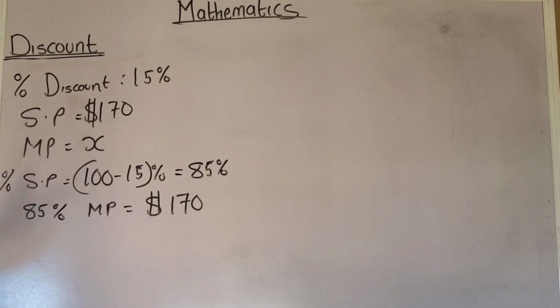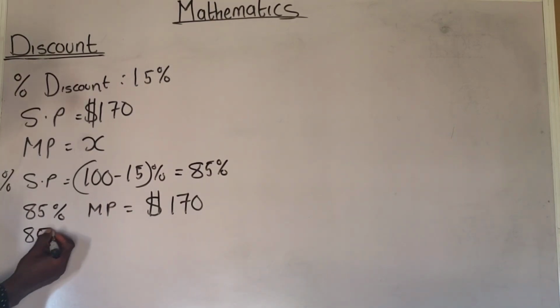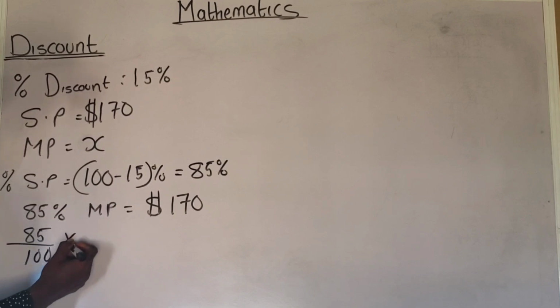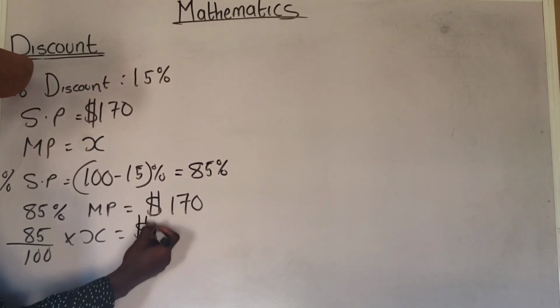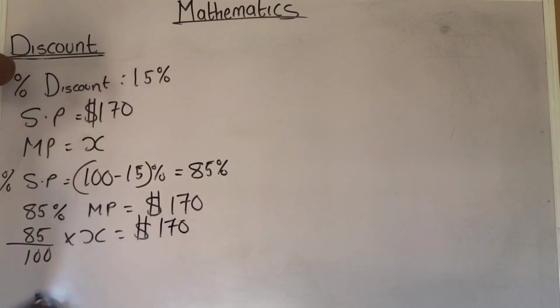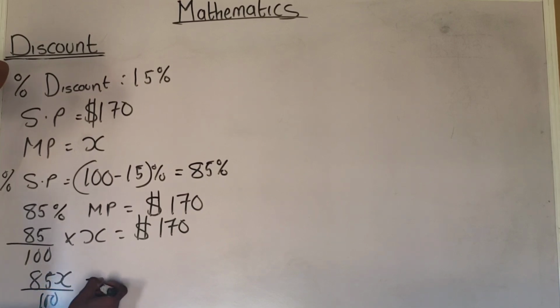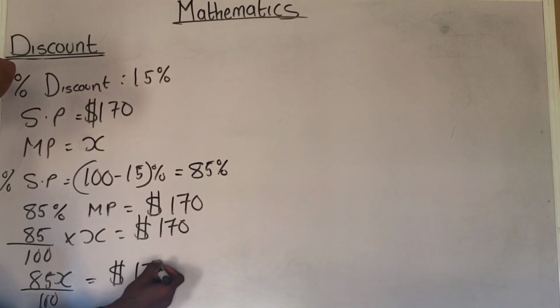The marked price is the price without discount. The price of the mobile phone when there is no discount at all. That is what we call the marked price or the listing price. So for this, I'm going to have 85 over 100 multiplied by X is equal to $170. So 85x over 100 is equal to $170.